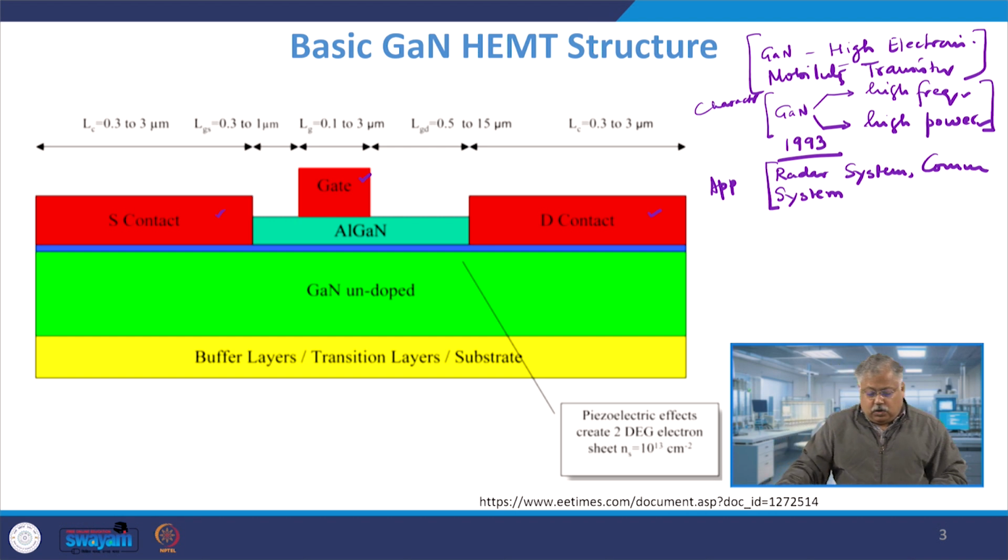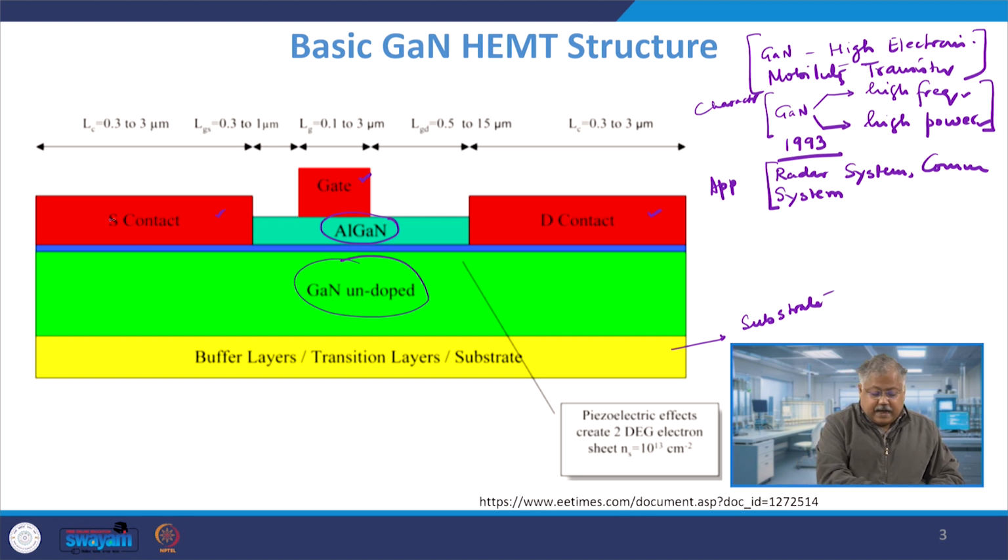However, what we are doing is we are now having an aluminum gallium nitride layer and an undoped gallium nitride layer. We are sort of using it as a sandwich layer, right? And there is a buffer, a substrate layer. This is known as a substrate layer, right? This is the substrate layer which you see.